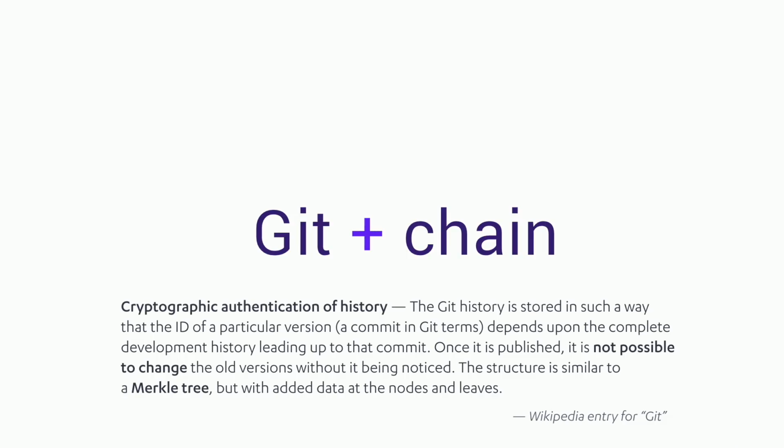The Git history is stored in such a way that the idea of a particular version, a commit in Git terms, depends on the complete development history leading to that commit. Once published, it's not possible to change the old version without being noticed. The structure is similar to a Merkle tree, but with added data at the nodes and leaves. This is the Wikipedia entry for Git. If I change a couple of words, it sounds kind of like a blockchain.